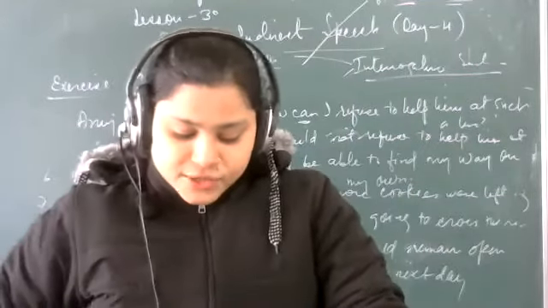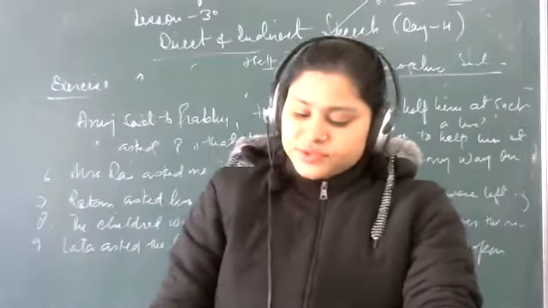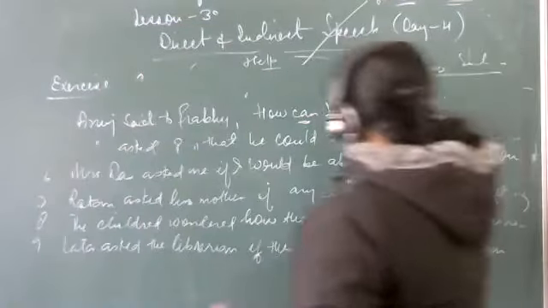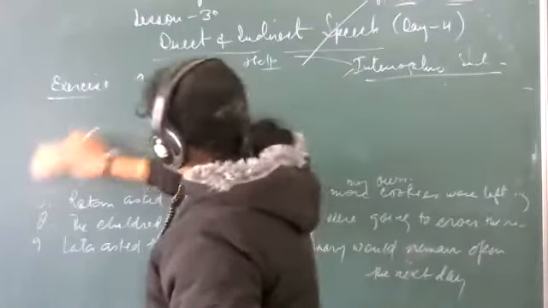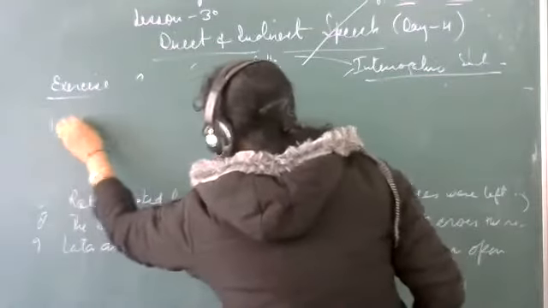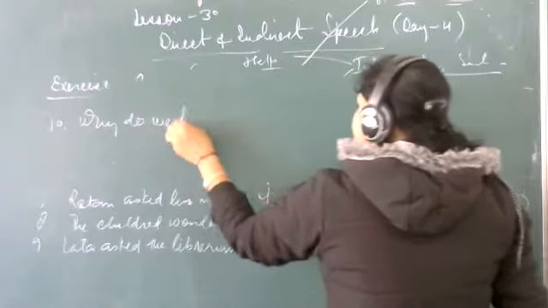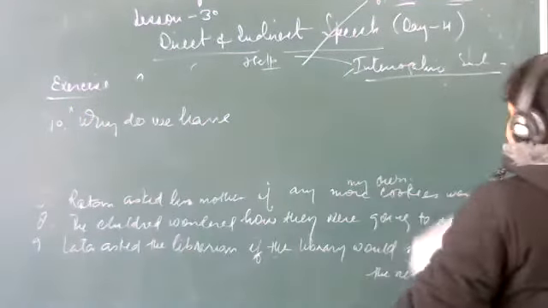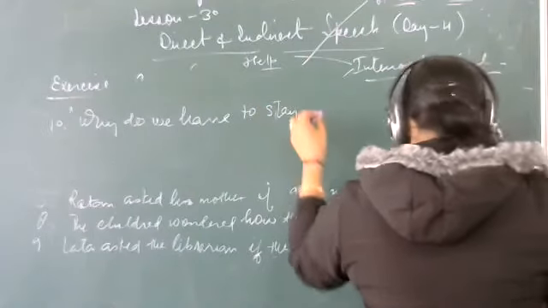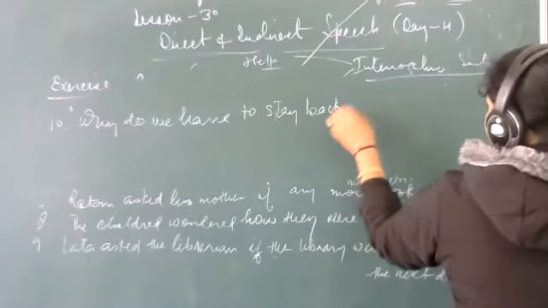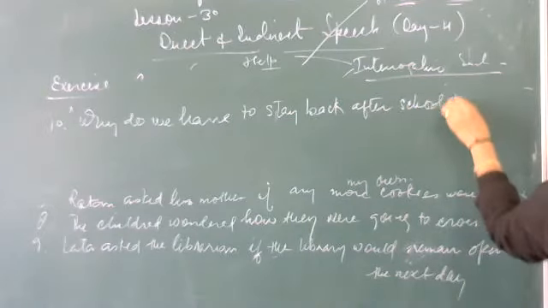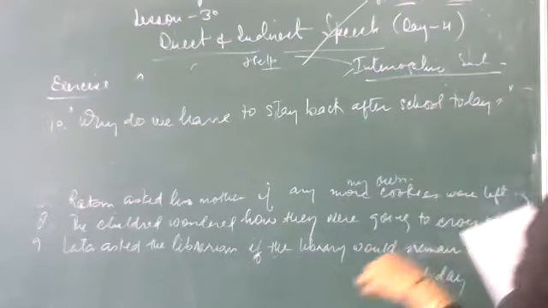All right. Now the last is, "Why do we have to stay back after school today?" Beena said to the teacher. Number 10. So why do we have, the last one is asking, why do we have, that is speech will be given in interrogative sense. Why do we have to stay back after school today? Today, now interrogative mark and speech is finished.